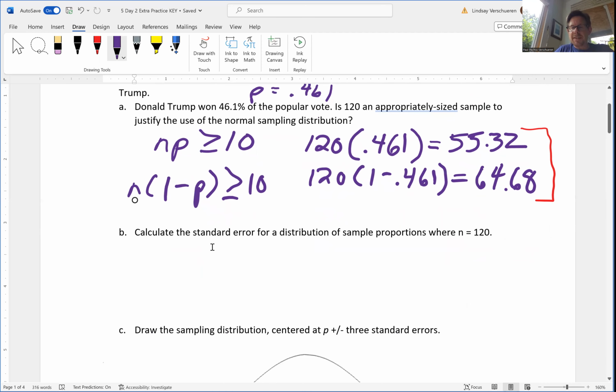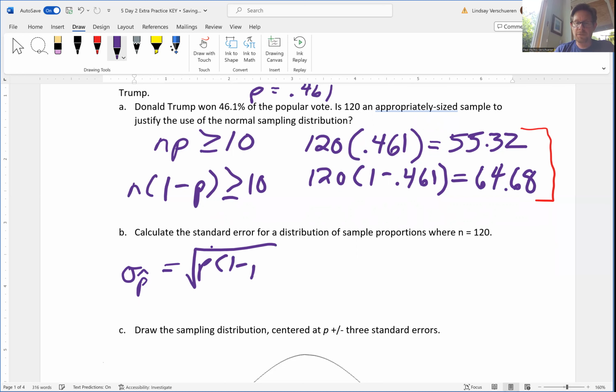Next it says calculate the standard error for a distribution of sample proportions where n equals 120. So this is where we use this formula, that the symbol for that, we say the standard deviation. This is if we imagined all sample proportions we ever took, if we just took one sample of 120 and then another and another and another, and we found the proportion that said they'd vote for Donald Trump, then we would expect it to be centered at 0.461, and we would expect the standard deviation to fall within this formula.